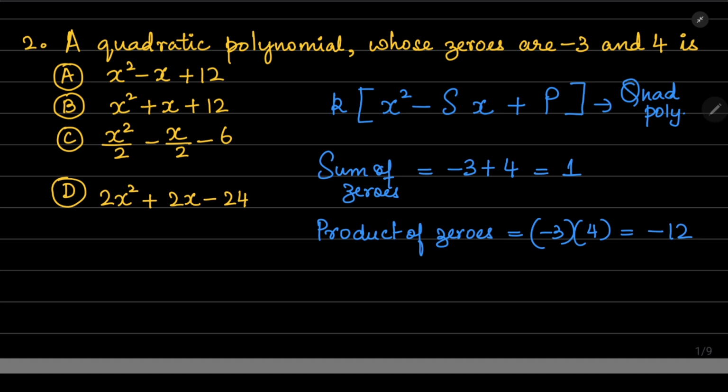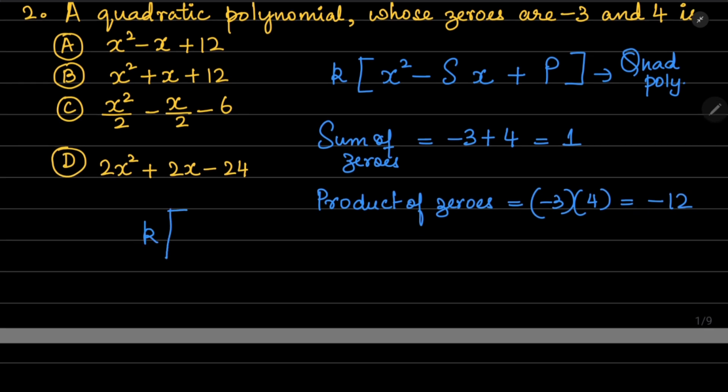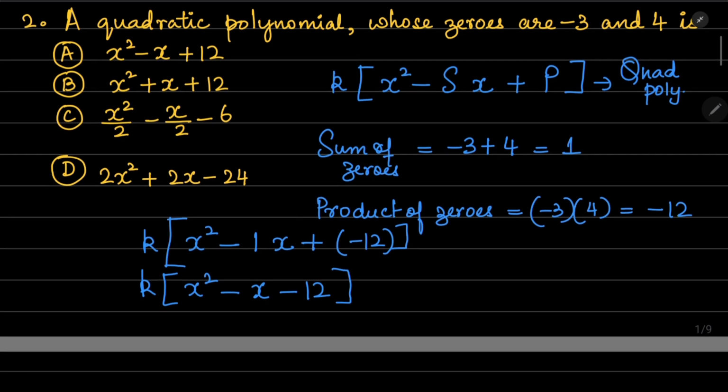Now let us substitute. In place of S, we will substitute 1, and in place of P, which is the product of the zeros, we will substitute minus 12. Okay, so what does the polynomial become? It is nothing but k multiplied by x square minus 1 into x plus of minus 12. So plus into minus is minus, so I am going to write minus 12. Or I'll write a plus and then minus 12, and in the next step I'll make it. So k multiplied by x square minus x minus 12. This is your required polynomial.